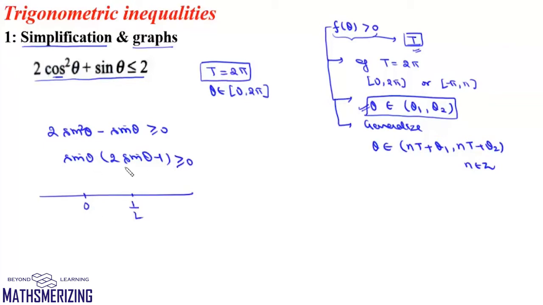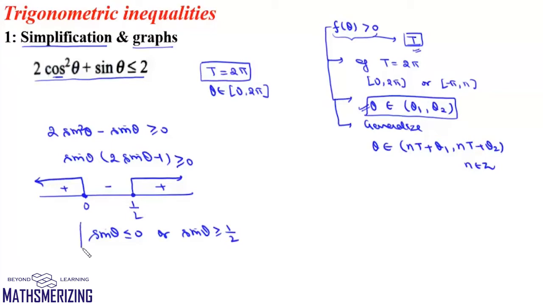The rightmost region will be plus, so the signs are plus, minus and plus. Now what do we need? We need greater than or equal to 0, which is either less than 0 or greater than 1 by 2. So from here we get this condition: either the value of sine theta is less than or equal to 0, or the value of sine theta is greater than or equal to 1 by 2.